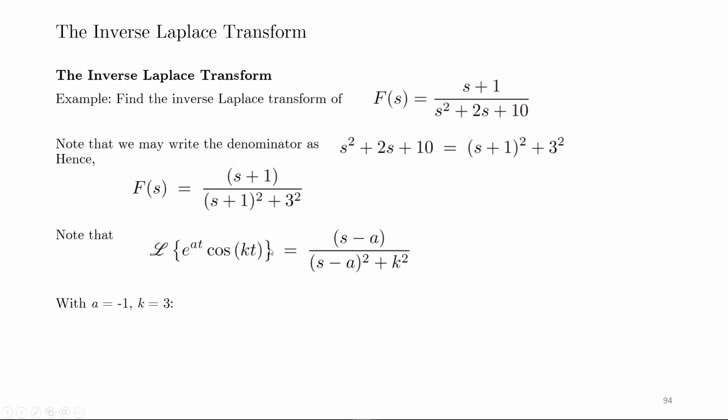So always remember when we're using the first translation theorem, this a here, wherever we see s, we're replacing it with s minus a. Okay. So it turns out that the inverse Laplace transform of this function, (s plus 1) over ((s plus 1) squared plus 3 squared), is just equal to e to the minus t times cosine of 3t.